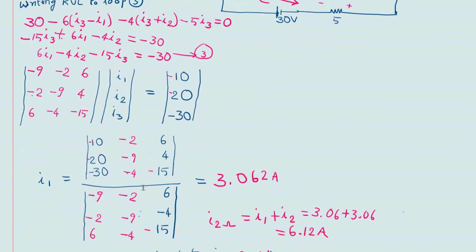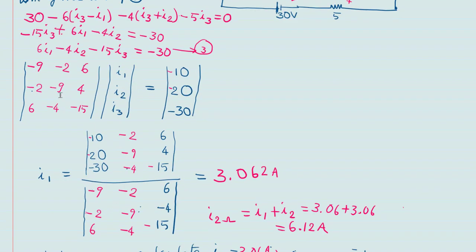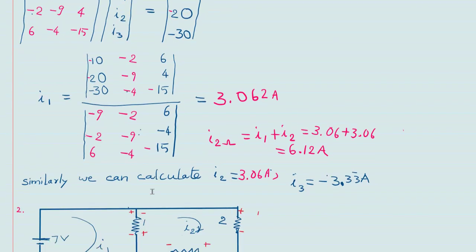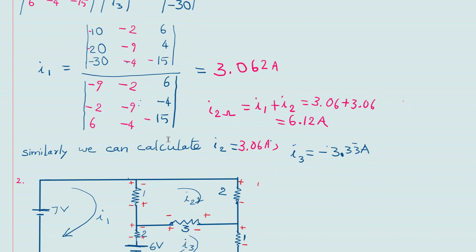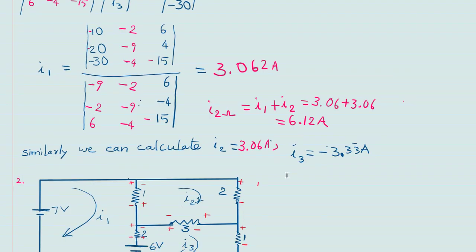So to get the I1 value, what we should do is write like this, I1 is equal to, you replace this first column matrix with the right hand side matrix. So that is replacing minus 9, minus 2, 6 with minus 10, minus 20, minus 30 like this. And keep this matrix as it is in the denominator like this. Then you simplify this. So once we simplify this, we get I1 current as 3.062 amperes.